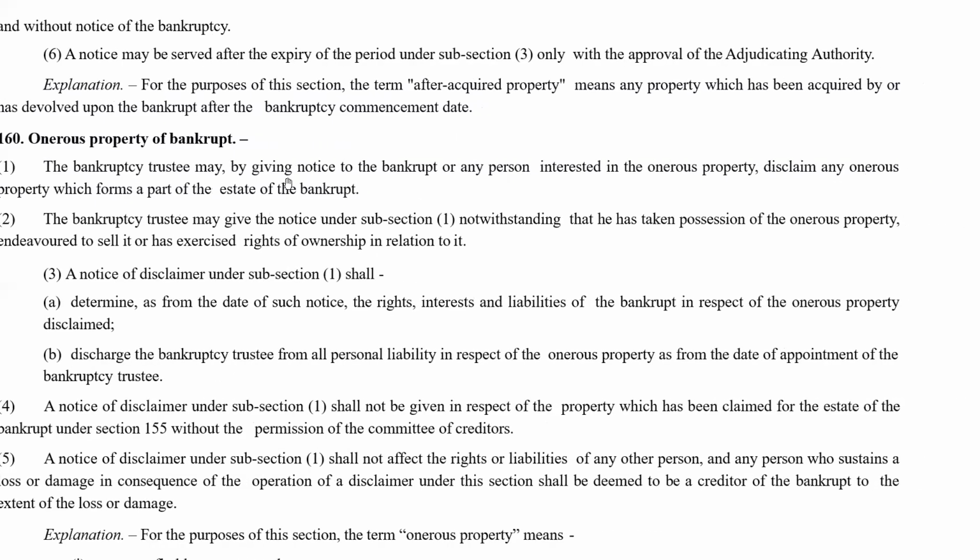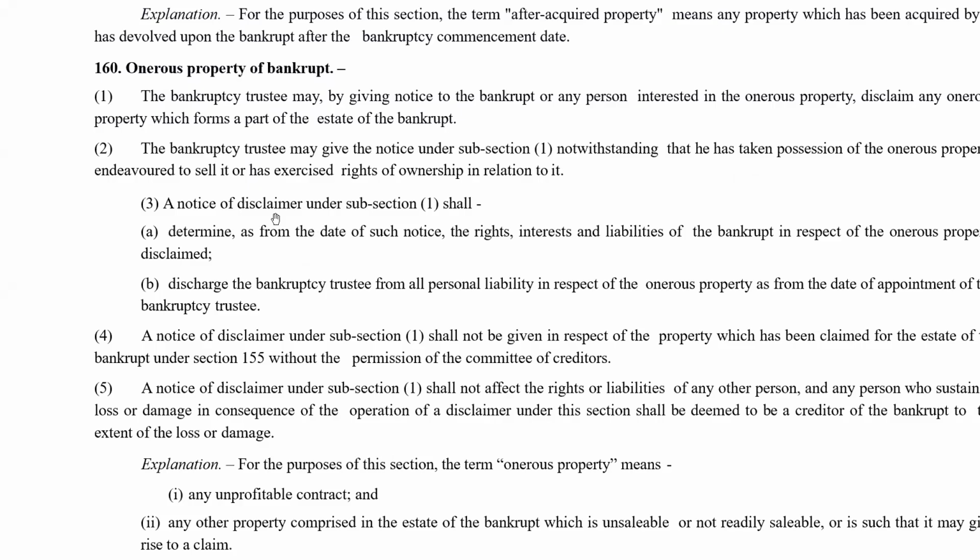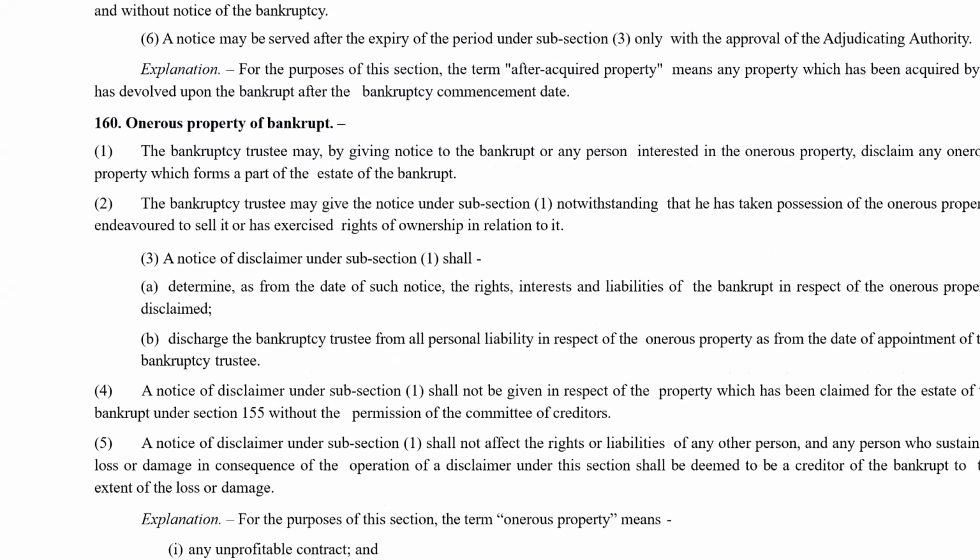A notice may be served after the expiry of the period under subsection 3 only with the approval of the adjudicating authority. Okay? So within 15 days of coming into his knowledge, he will issue the notice for claiming, and in case 15 days have expired, then he will issue it with the approval of the adjudicating authority. Okay. Explanation we have already seen.